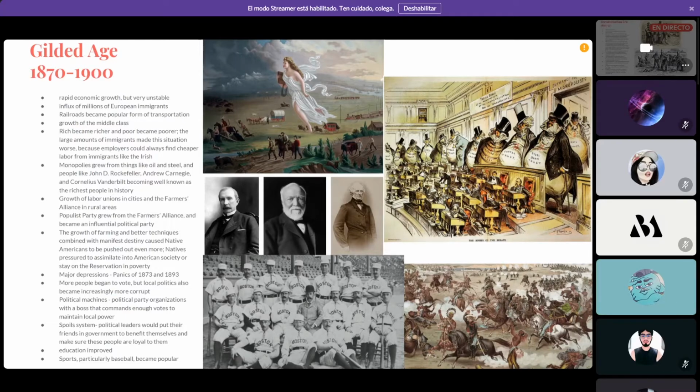More people were beginning to vote. But also the politics were becoming more corrupt. And then here are some terms that are important at the time. The development of political machines was common, which were large groups of politicians that would be able to manipulate votes and get votes for themselves. It was a very corrupt system at the time. And then there was a spoils system, which was another one of these corrupt systems where the political leaders themselves would only choose their friends as politicians.